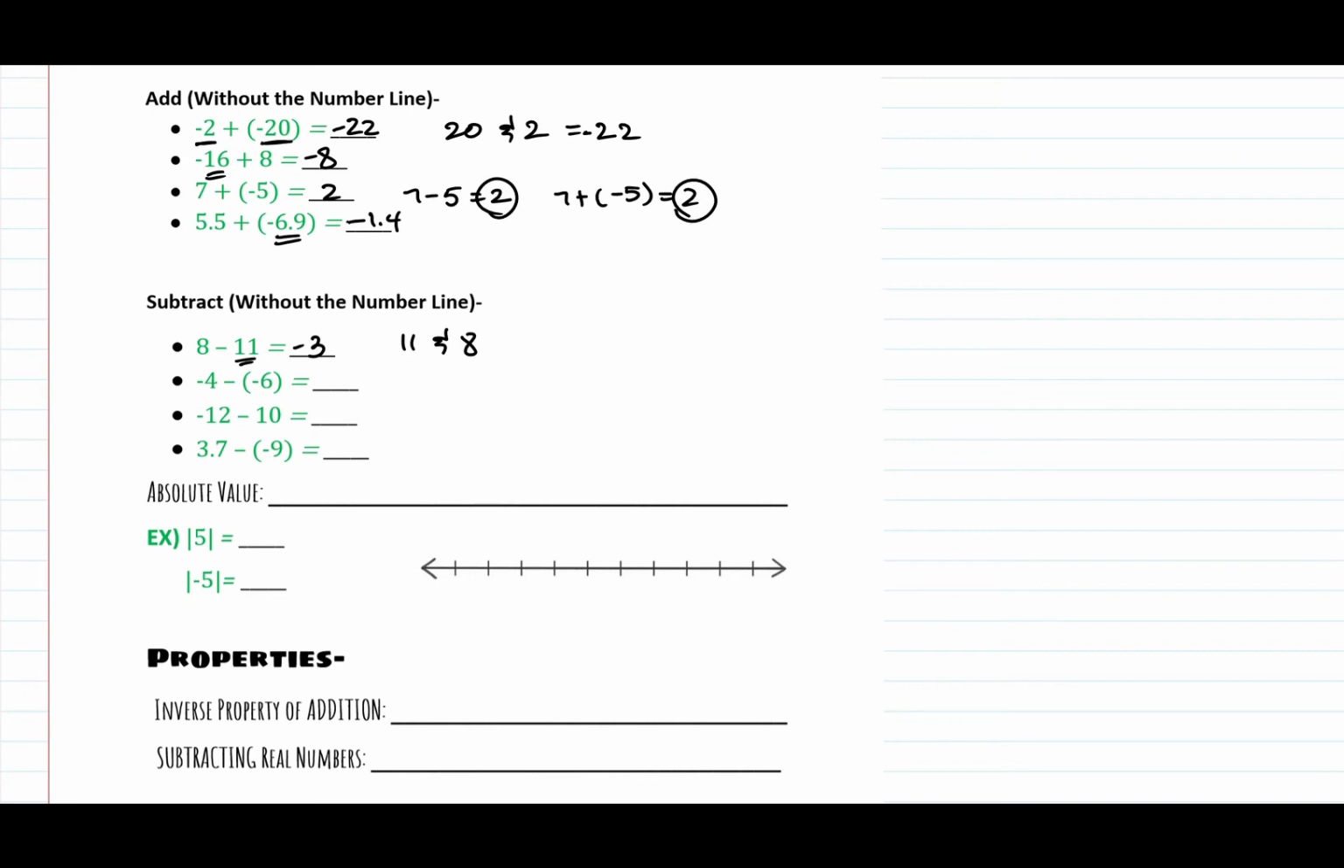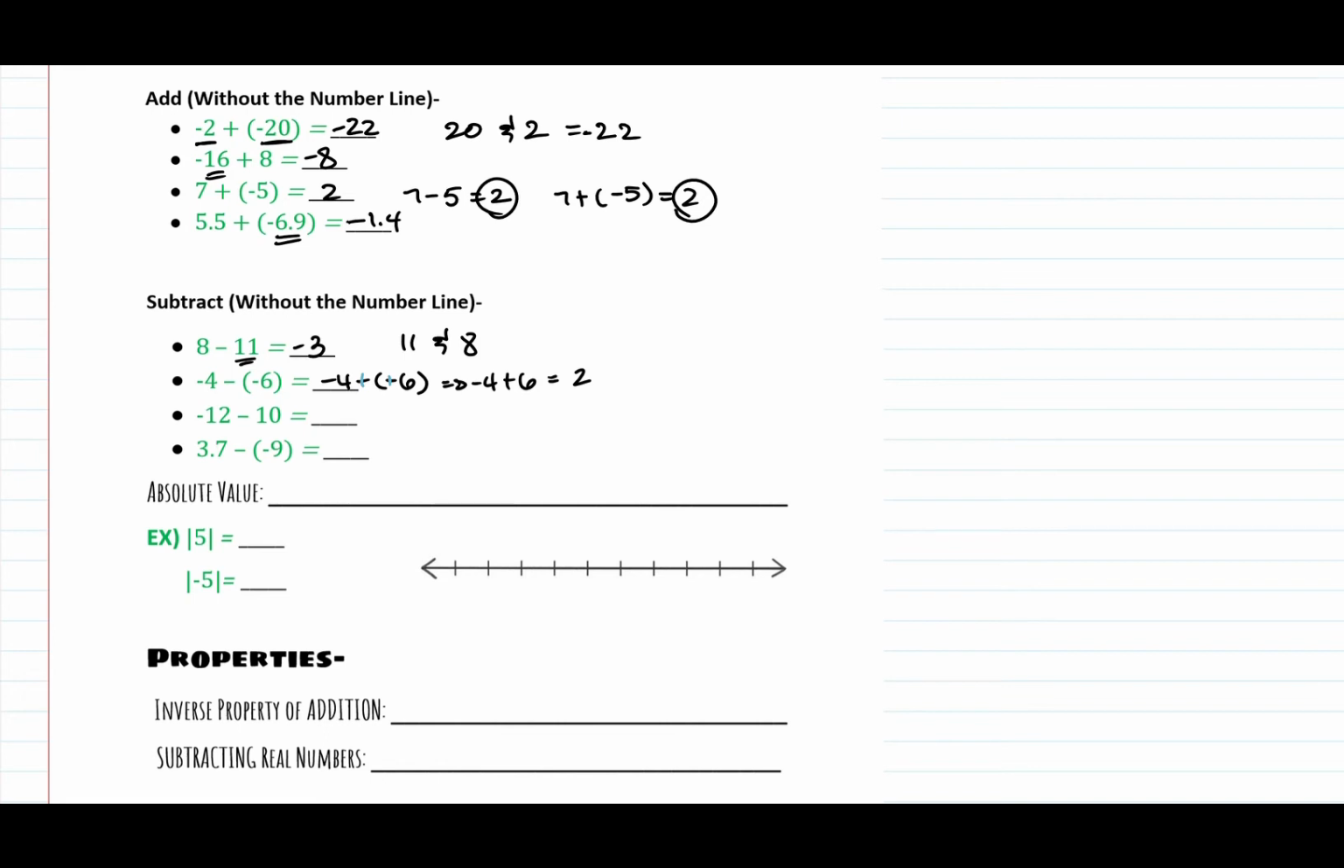So if we would have negative 4 minus 6, we would turn this into a positive sign, giving us negative 4 plus 6, and now we know how to do these. 6 minus 4 is 2, and now there is no negative sign in front of the 2 because 6 doesn't have a negative sign in front of it, and that is the bigger number, right?